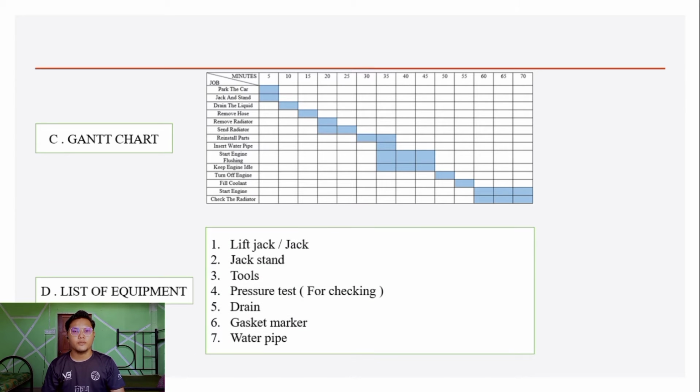The list of equipment. First one is the lift jack or jack. The second one is the jack stand. The third one is tools. The fourth is the pressure test for checking. The fifth, drain. The sixth, gasket marker. And lastly is the water pipe.